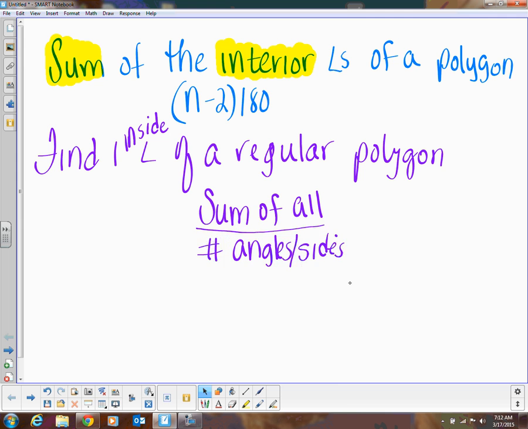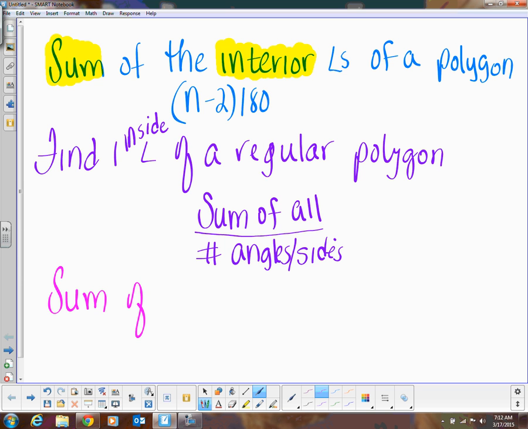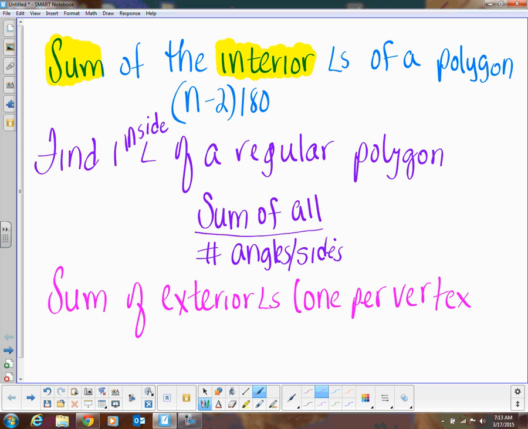All right. Then we had the sum of exterior angles, and that is 1 per vertex. What was that? 360. Is there any work to be shown? Sum exterior. Keywords. And this is how we find the number of sides.